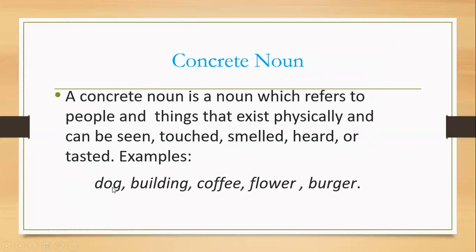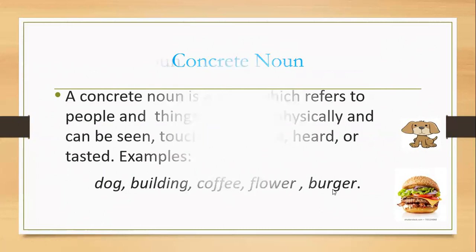Dog. We can see it. We can touch it. Building. We can see it. We can touch it. Coffee. We can smell it. We can taste it. Flower. We can smell it. We can touch it. Burger. We can taste it.